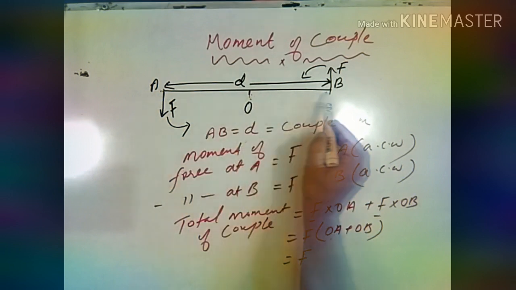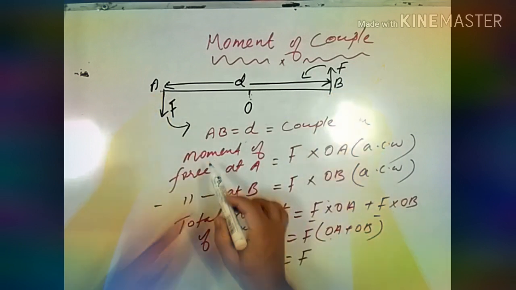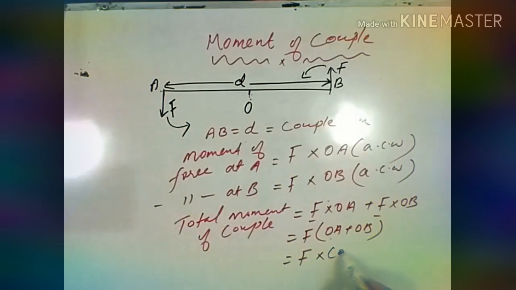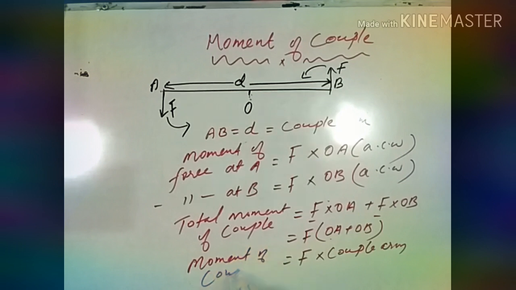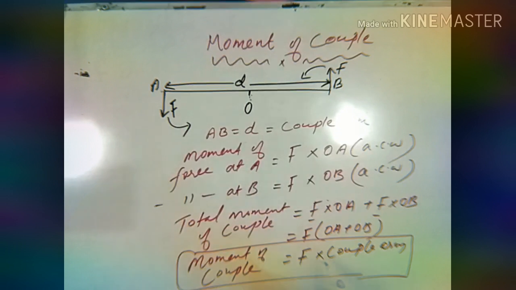OA plus OB, this total distance between the two forces, we denote as the couple arm. So I can write, total moment of couple is equal to either of the forces into the arm of the couple, or couple arm. Alright, so we are getting the formula: moment of couple is equal to... learn this formula, very important formula. Moment of couple is equal to the product of either of the forces into the couple arm.